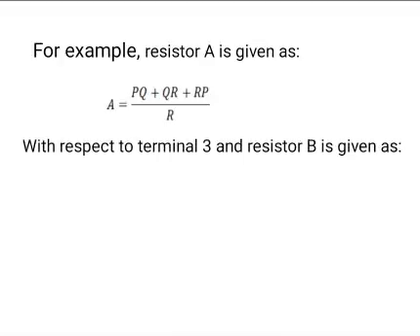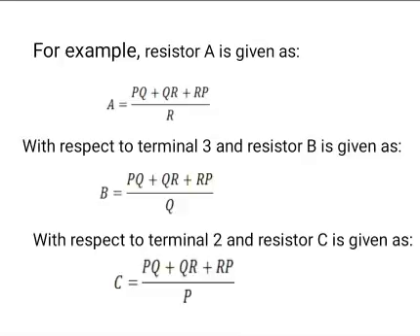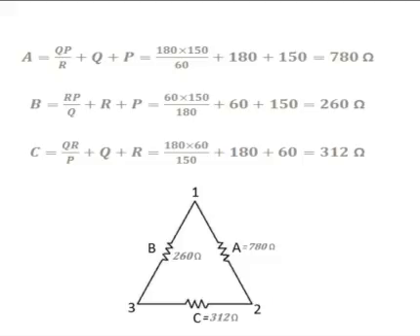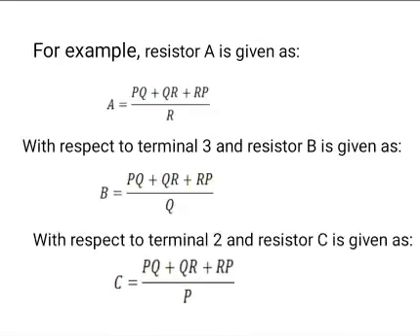The same thing with respect to terminal 3, resistor B is given by B equals PQ plus QR plus RP divided by Q. With respect to terminal 2, resistor C is given by C equals PQ plus QR plus RP divided by P. With respect to terminal 1, by dividing out each equation by the value of the denominator, we end up with 3 separate transformation formulas that can be used to convert any star resistive network into an equivalent delta network.